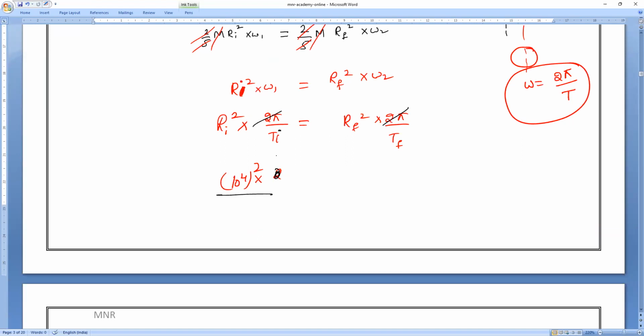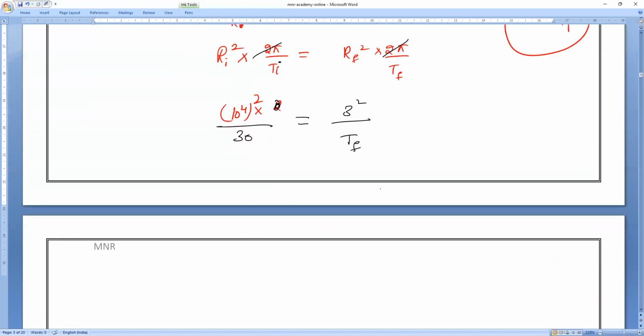Divide by initial time period. What is the initial time period? How many days is it taking? Initial time period is 30 days. Final radius 3 square divided by final time period. That's all, guys. You can solve it, you will get the answer.